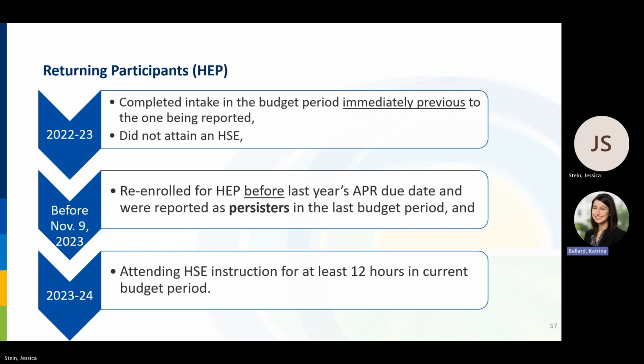And they re-enrolled for HEP before last year's APR due date, which was November 9th, 2023. So then in the current budget period, 2023-24, they were enrolled and attending HSE instruction for at least 12 hours. So the previous reporting period's persisters are the current year's returning students. The number of returning participants should equal the number of persisters, including persisters from the 5th year of the grant, from the budget period immediately previous to the one being reported.